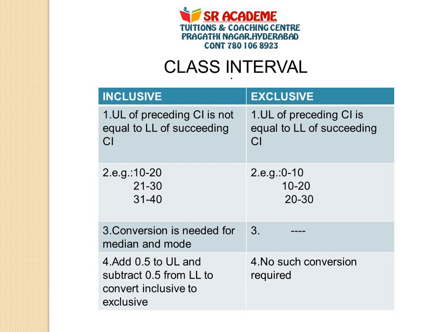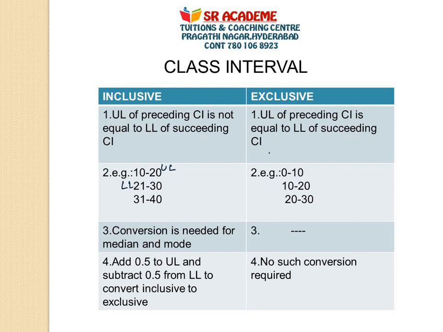So first, class interval is broadly classified into two types: inclusive, exclusive. Inclusive means upper limit of preceding class interval is not equal to lower limit of succeeding class interval. If you can observe the example, you can understand. See, this is my preceding upper limit, this is my succeeding lower limit. If you can observe, these are not equal, 20 and 21, which are not equal.